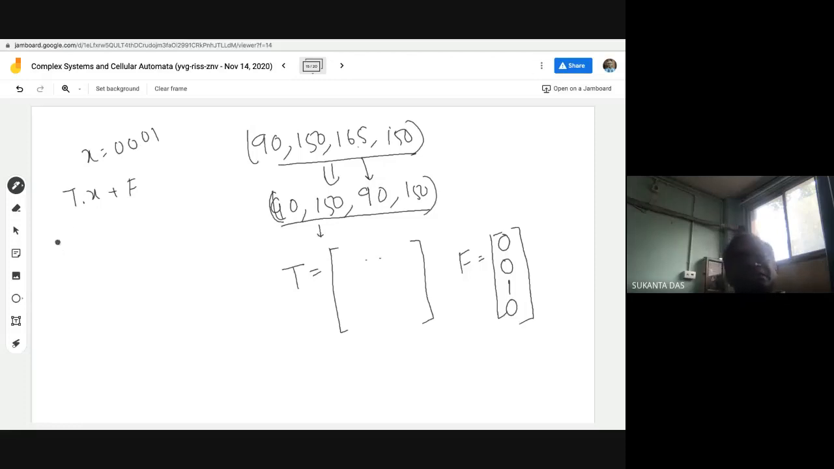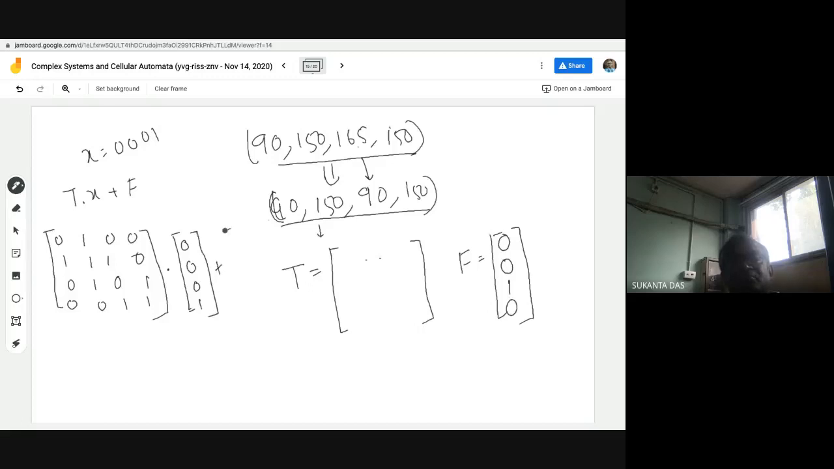So let's see. In this case, T was 0, 1, 0. I am considering the null boundary condition. So 1, 1, 1, 0, 0, 1, 0, 1, 0, 0, 1, 1. This is my T for this matrix, multiplied by X. X is 0, 0, 0, 1.